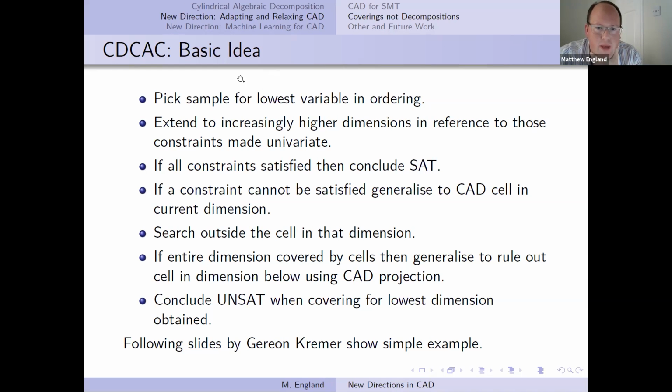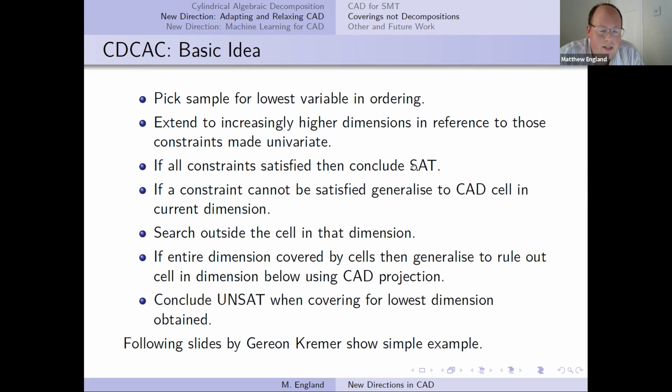So the idea is this: we pick, when I say pick, I mean randomly guess a sample for our first variable, and then we keep making guesses to extend that sample through the dimensions in reference to the constraints that we have. And if that works, then great, we've solved the problem with SAT, but probably at some point our guess will mean that we cannot satisfy one of the constraints. So when that happens, what do we do? Well, we search outside in that dimension, outside the places where the constraints cannot be satisfied.